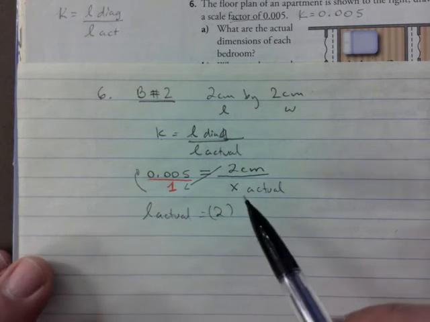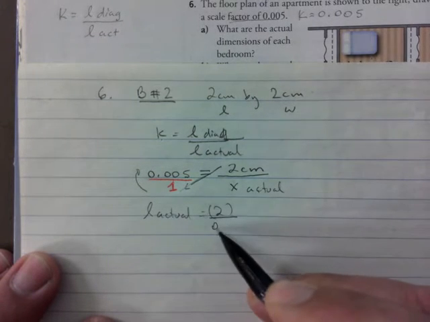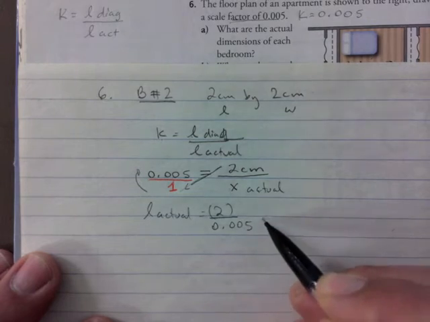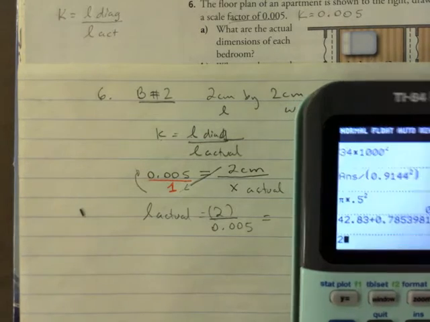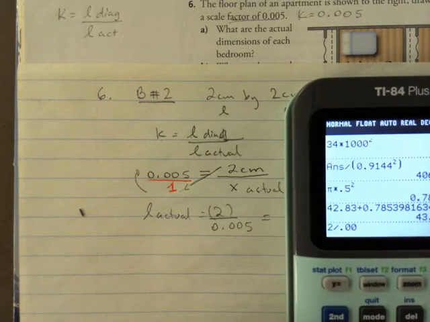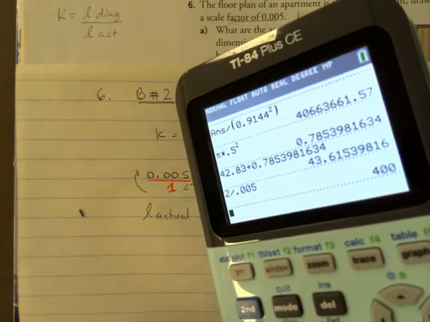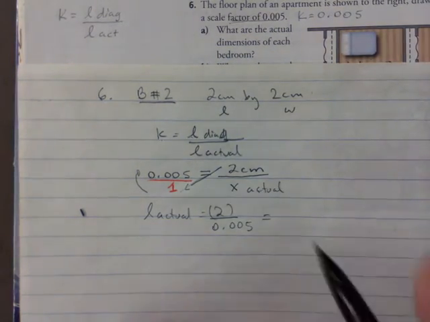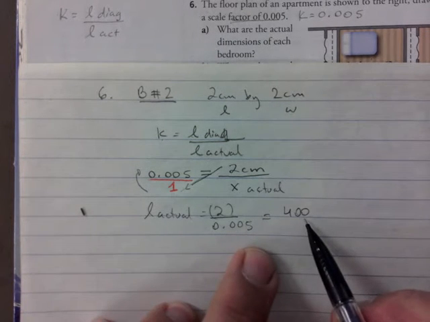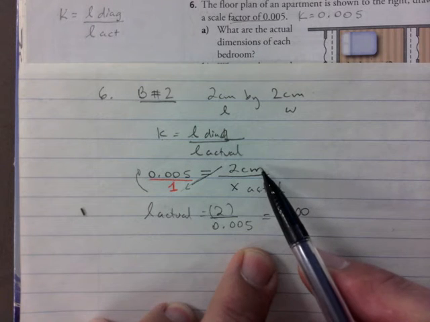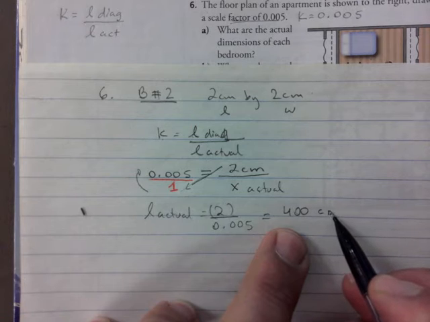Right? So when it comes to finding the actual length, it's 2 times 1 divided by that. So it's 2 divided by 0.005. And if you grab your calculator, 2 divided by 0.005, you get 400. What do you think my units are going to be in? 400 what? Yeah, right, you started with centimeters. Your resulting answer is also in centimeters.